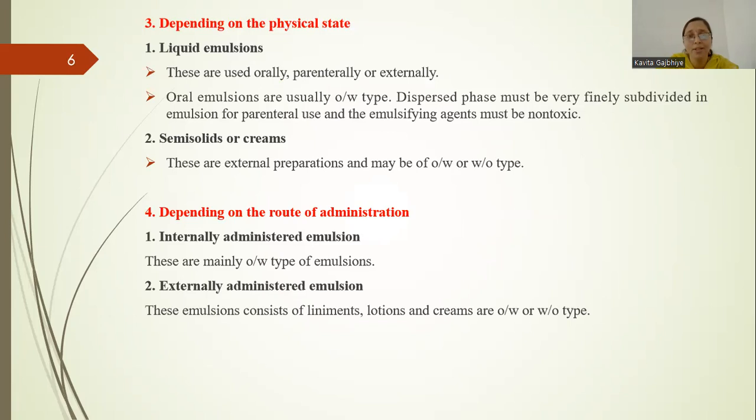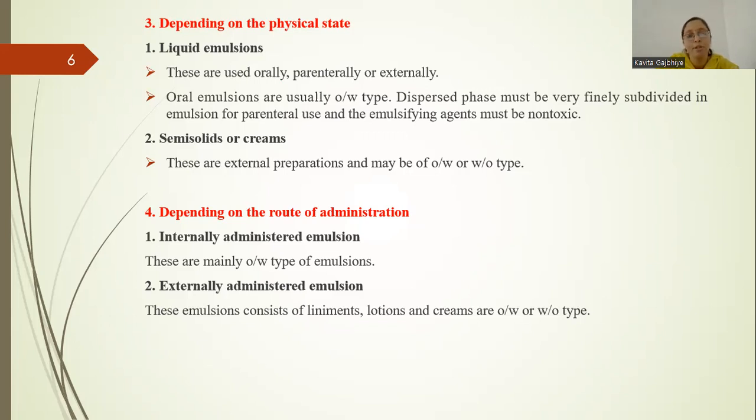Say, for example, oral emulsions: we have already discussed the O/W type of emulsion in the case of simple emulsion, as water is the external phase. So those emulsions are used orally. And if the external phase is oil, these emulsions are used for external applications. The dispersed phase must be very finely dispersed in emulsions for parenteral use. And the emulsifying agents we use in the emulsion for its stability must be non-toxic.